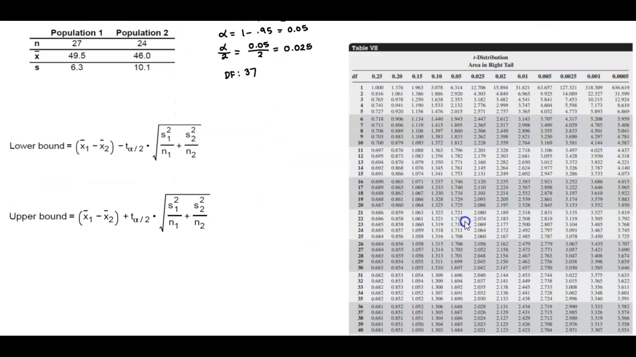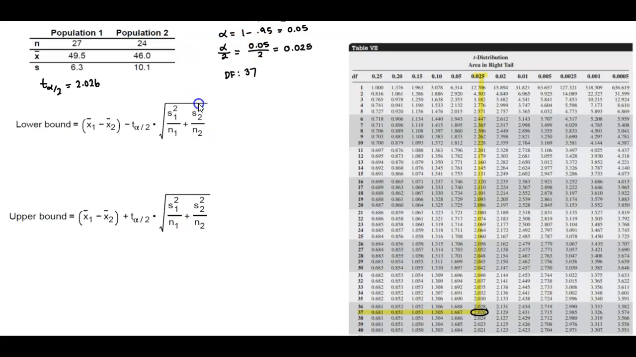So let's take a look at our t-distribution to find out what that critical value is going to be. We have the area of 0.025. We know our degrees of freedom is 37. So it's going to give us a critical value of 2.026. So the critical t value is 2.026. Okay, now let's use the formula here.